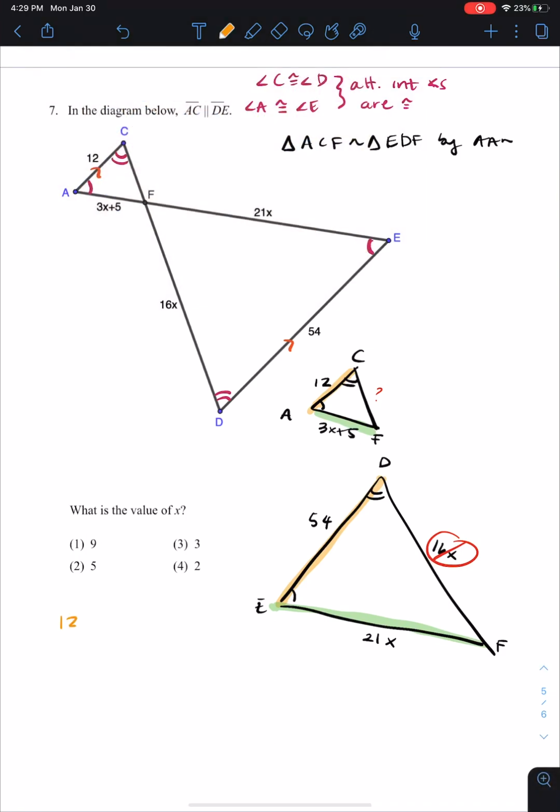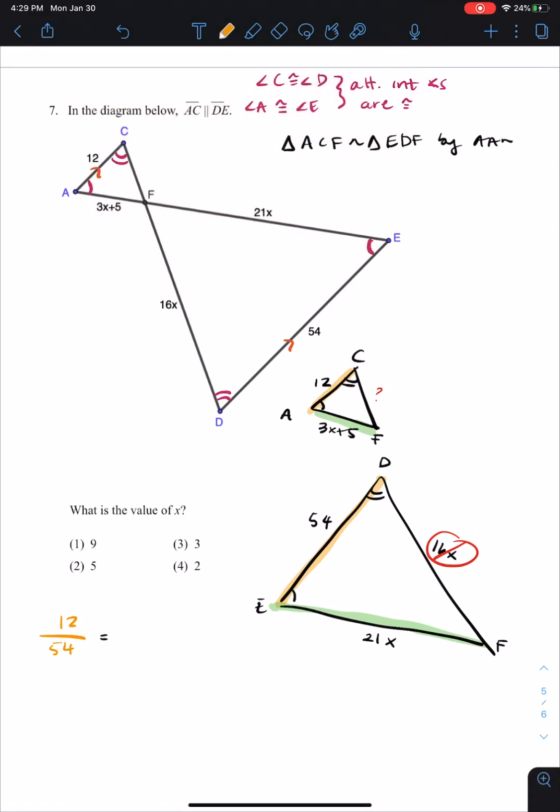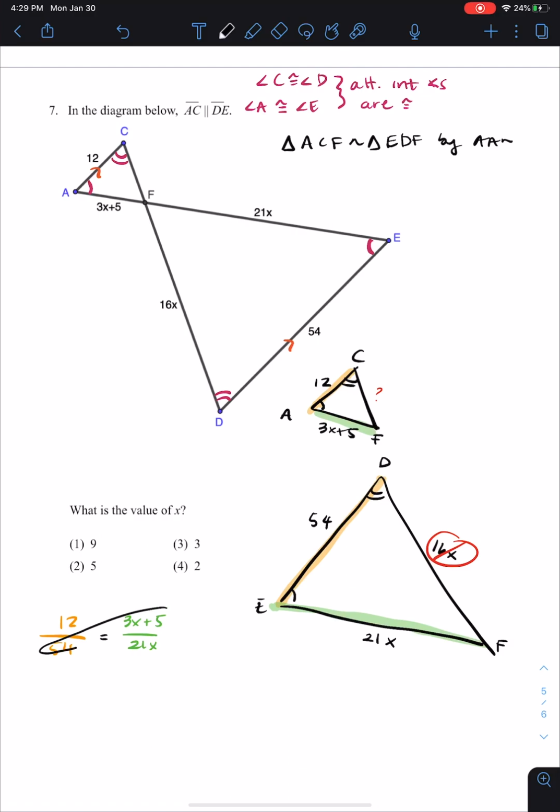So we can now create a ratio. So we can do 12 over 54 is equal to 3x plus 5 over 21x. And now we're going to use cross multiplication in algebra to solve for x. So we can do 54 times 3x plus 5 is equal to 12 times 21x.